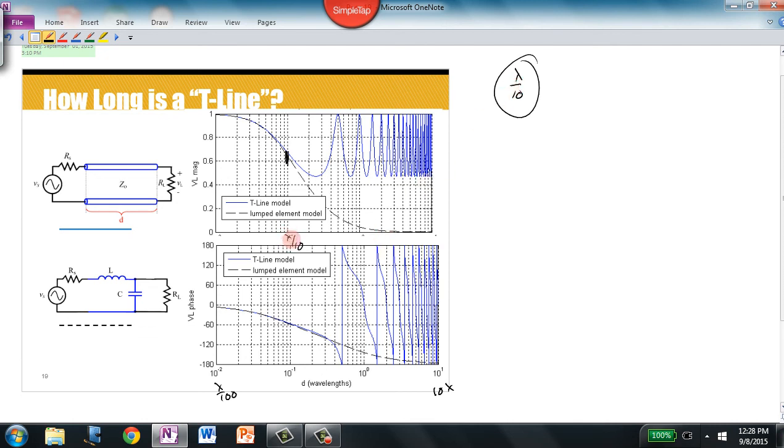So for transmission line lengths below lambda over 10, we're good. We can use either model. For transmission line lengths above lambda over 10, we cannot count on that model. We have to use T-lines.